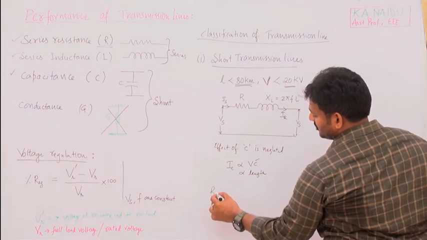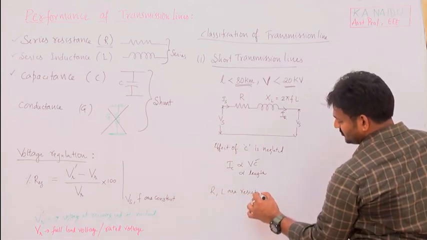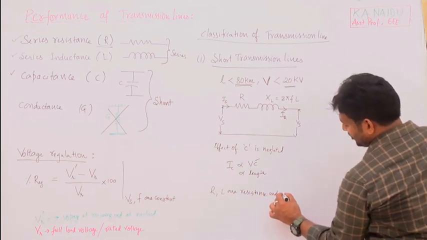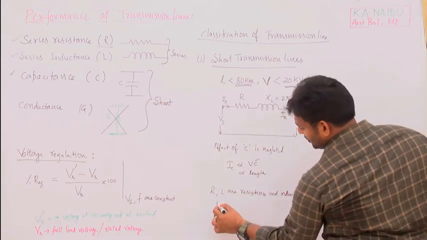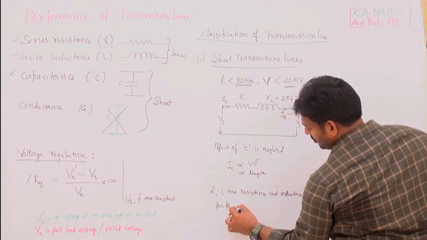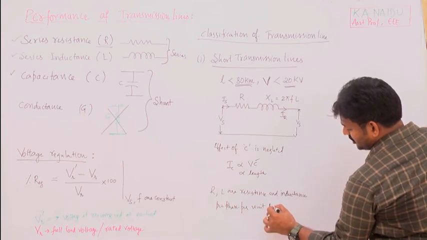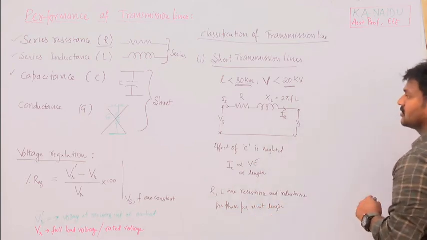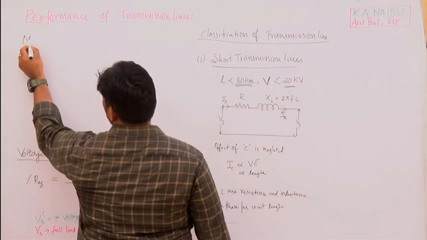Here R and L are resistance and inductance per phase, also per unit length, that means per kilometer. Clear? The next type of transmission line is the medium transmission line.